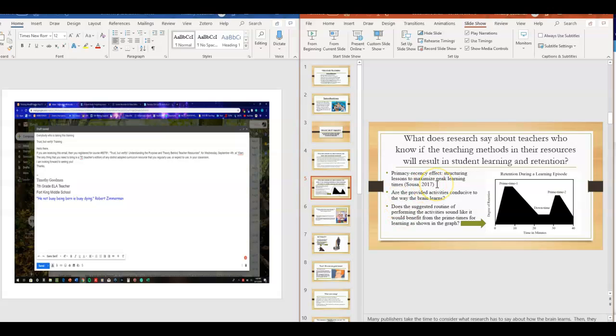And then I go into what research says. The primacy recency effect, just structuring lessons to maximize peak learning times, are the provided activities. And again, we're talking about in the resources that we use. So are the resources structured in a way that maximizes how the brain learns?